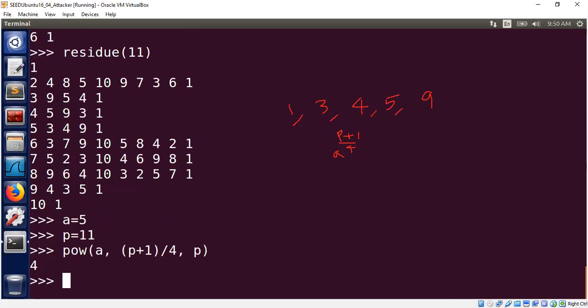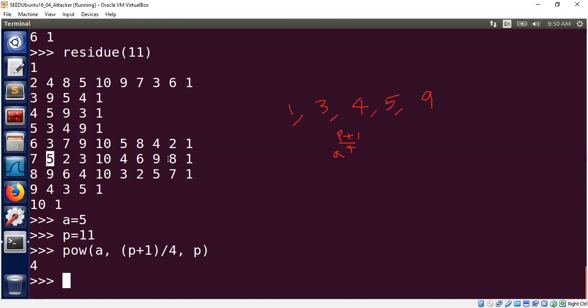So 4 is coming, which is okay because 4 square is 16. 16 mod 11 is 5, which is perfectly fine. But we also talked about how every element has 2 roots. If there is a root, there must be another root as well. So if 4 is a root, minus 4 is also a root, because minus 4 square is the same as plus 4 square. What is minus 4 in mod 11? It is 7. So 7 square is also 5. That shows that this formula is working.